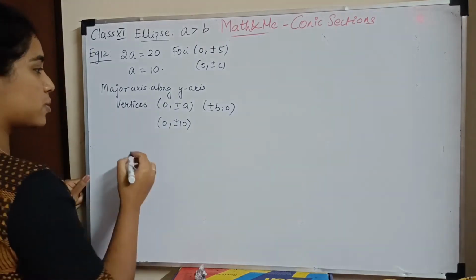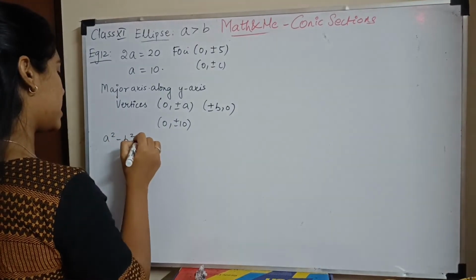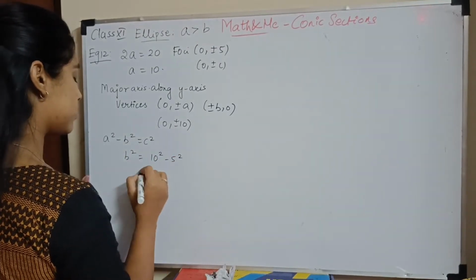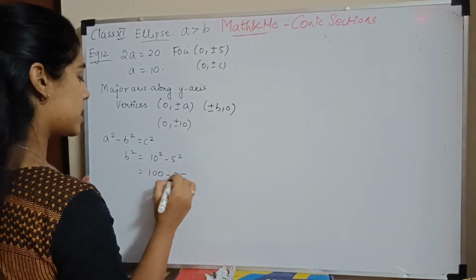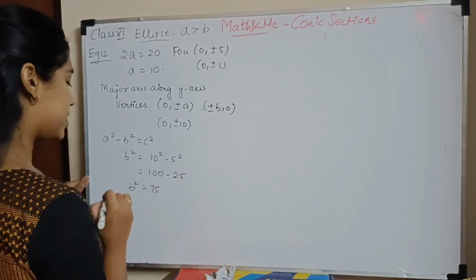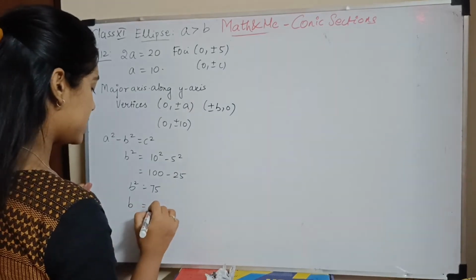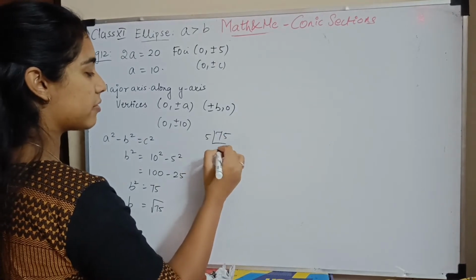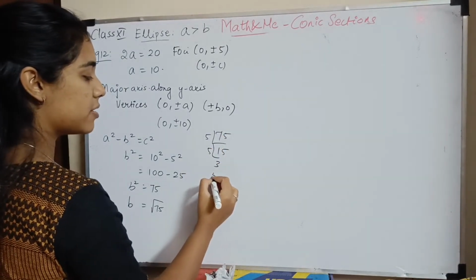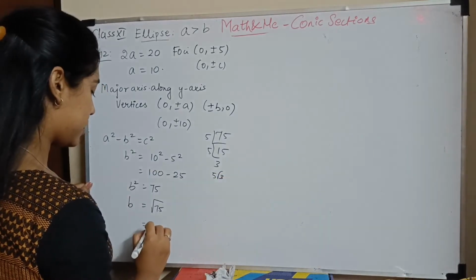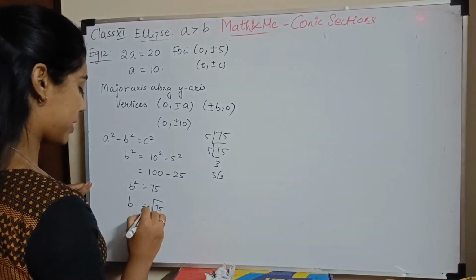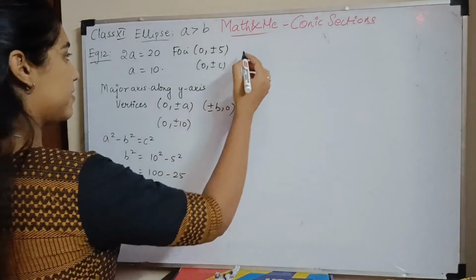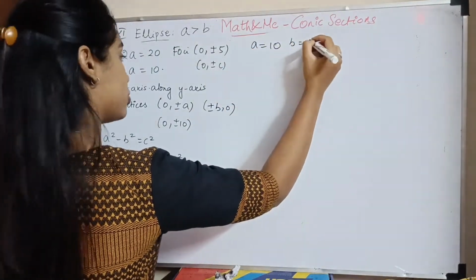I need to find the B value. So what is my B? A square minus B square equals C square. B square is A square minus C square, which is 10 square minus 5 square, which is 100 minus 25, 75. So B square is 75. B equals root 75. Root 75 can be written as 5 times 5 times 3, so 5 root 3. So the B value is 5 root 3. It is plus or minus. You have two values because it is on either side of the axis. So I have A value to be 10 and B to be 5 root 3.